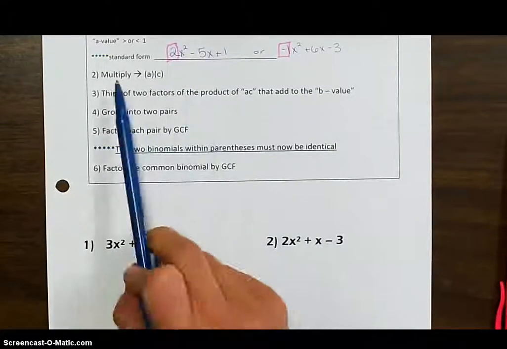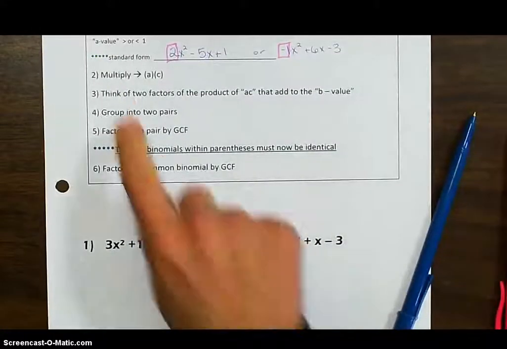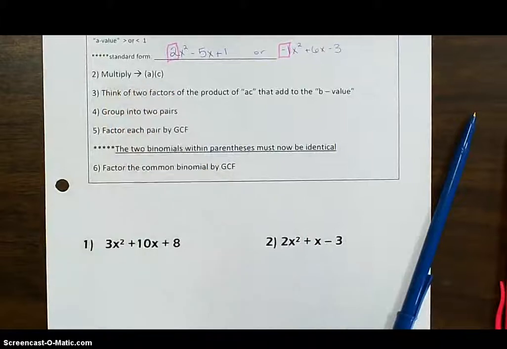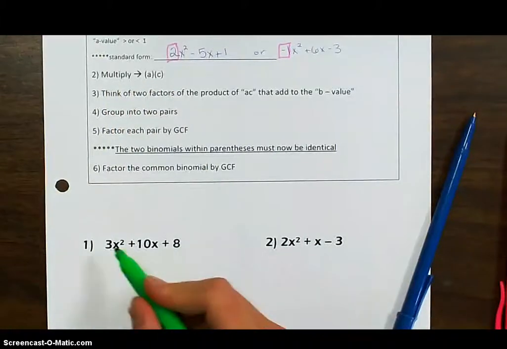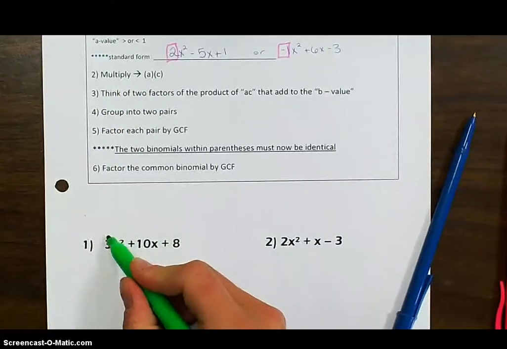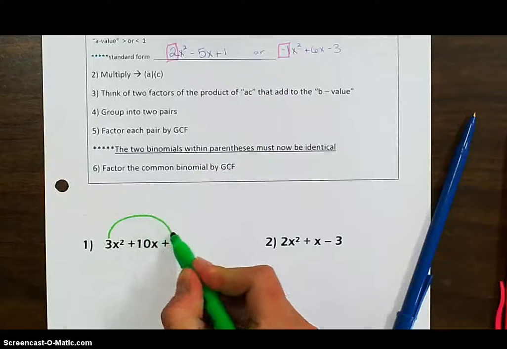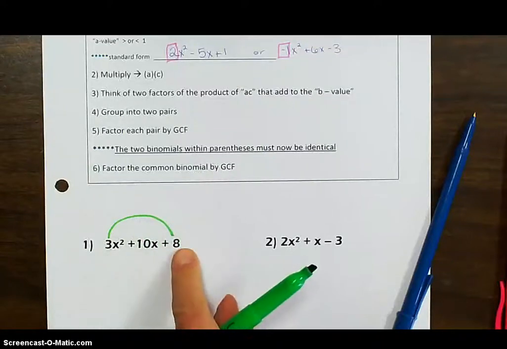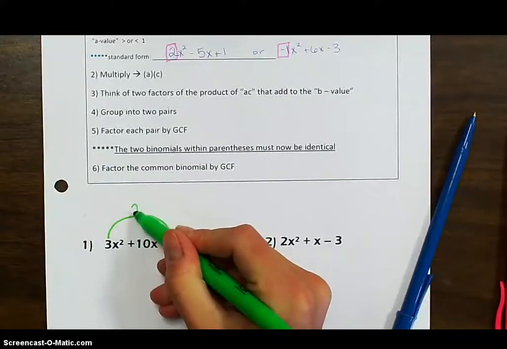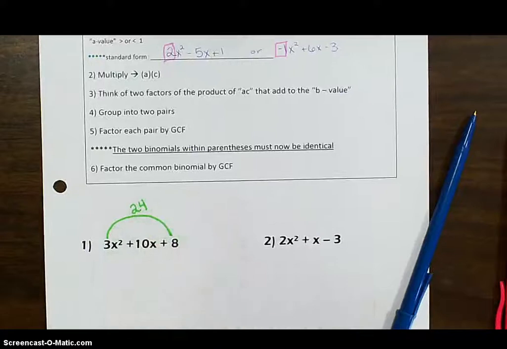So this is what we're going to do. Step number 2, we're going to multiply the A and the C values. So A is the first value, C is the last value. So I'm going to go here to here. And now 3 times 8 is 24.